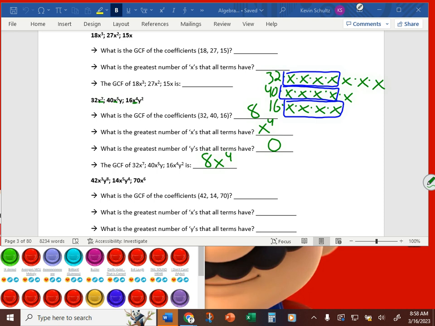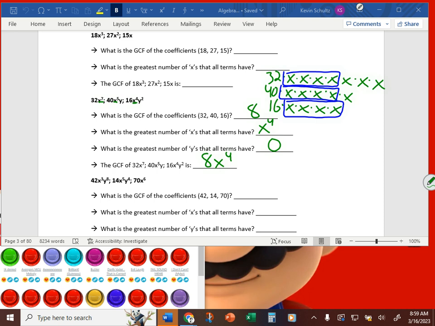Anyone see kind of a shortcut, though, that you could use here? Look at the y. We look for the smallest number of x's. Yeah, you look for the smallest power. The smallest exponent over that x term represents the greatest number of x's that each term has. Because if the smallest number is 4, that means they all have at least 4, right? So that's the greatest number of x's they all have. It's kind of backwards, okay? Which is where expanded form can also come in handy here.